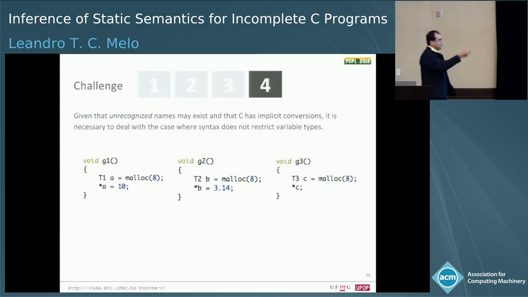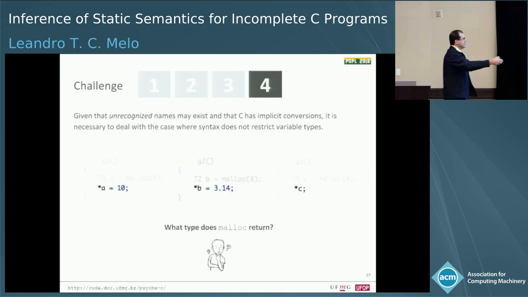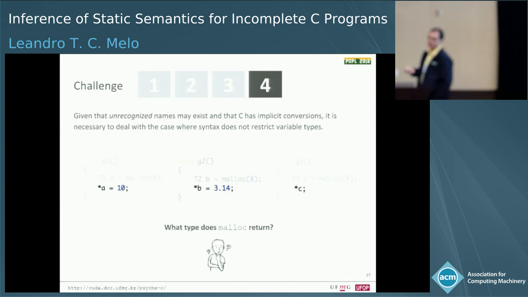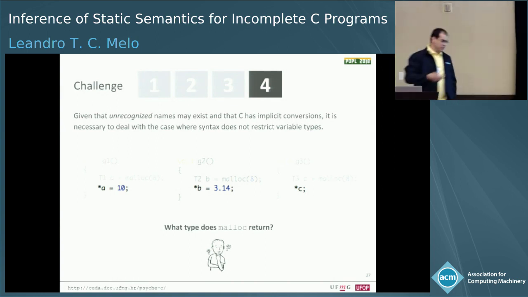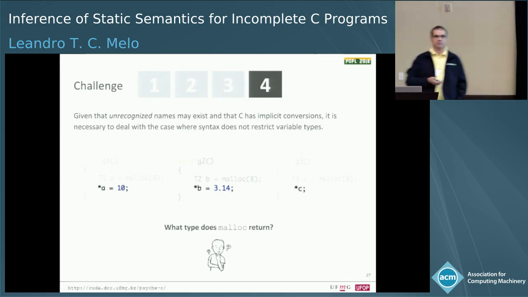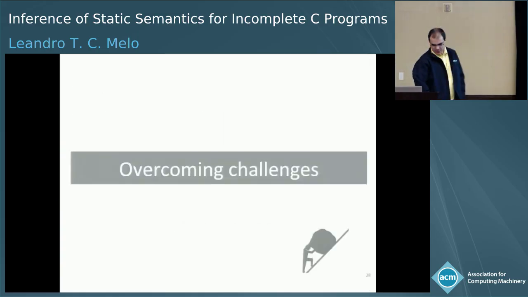So we have malloc, malloc, malloc. And then what exactly does malloc return? Is it a pointer to an int, a pointer to a double, or whatever? We don't know. So malloc returns void pointer, and void pointer, as opposed to in C++, in C casts to any other pointer type implicitly. So we have something to do here. We need to identify that those are pointers to a specific type. Okay, so those are the challenges. Let's see how we overcome these challenges.